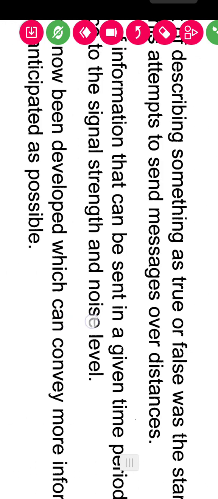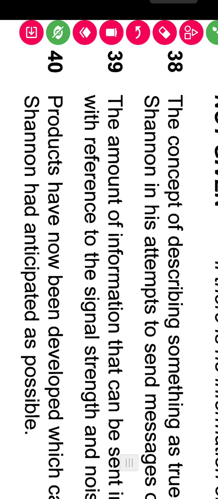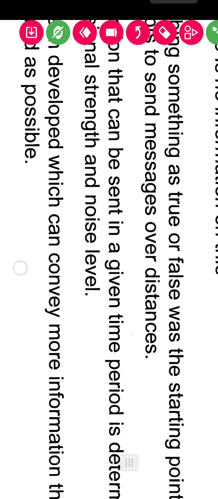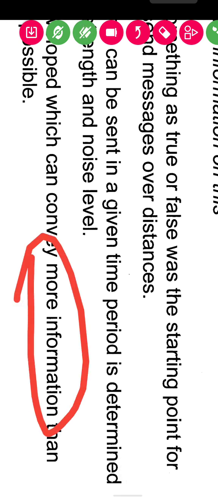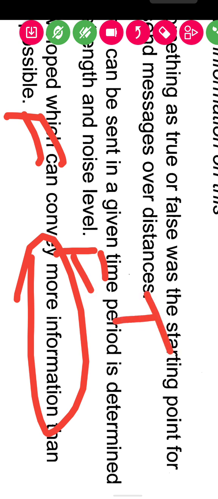So let's go to the question once again. Products have now been developed which can convey more information. Here it is mentioned more information, while in that paragraph we have seen they are very close to it. It is not more information, so this answer will be false. So this was false and this was true. So our true false not given has been done.